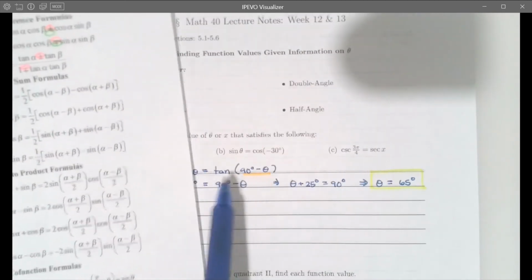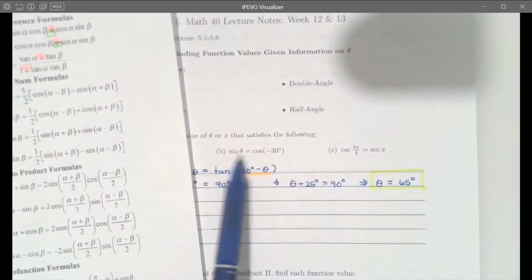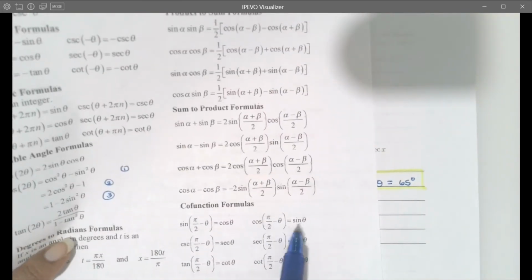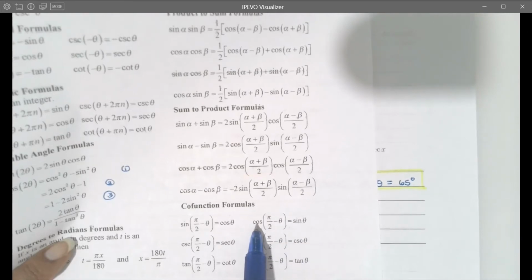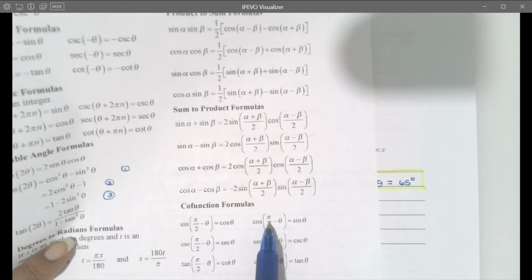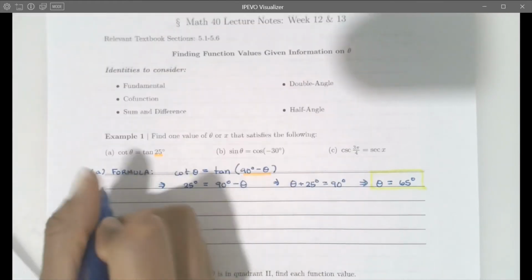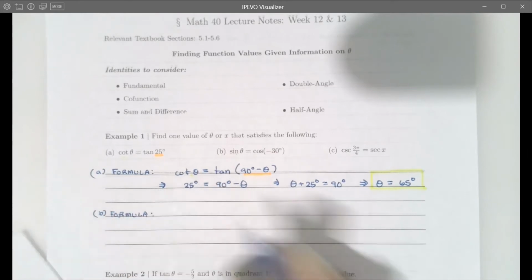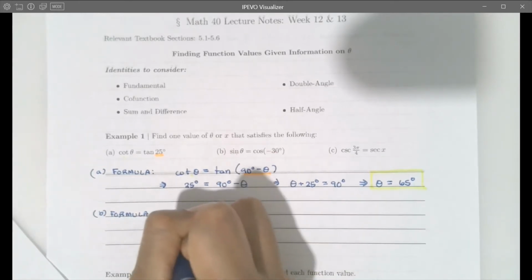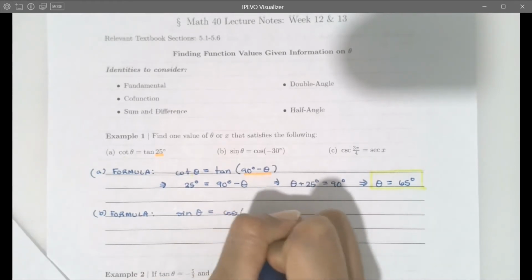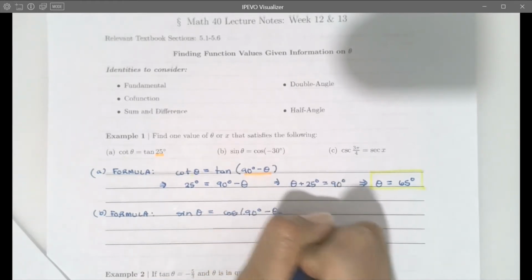The one that we want to focus our efforts on is the one with sine theta, because that's what we have in our problem. So that would be the one in the second column. Okay, the formula reads sine theta is equal to cosine of pi over 2 minus theta, but we of course can always change this to 90 degrees. So let's write that down. So we have sine of theta equals cosine of 90 degrees minus theta.